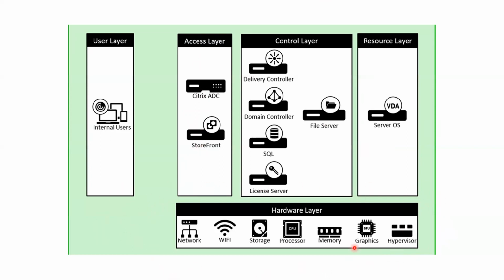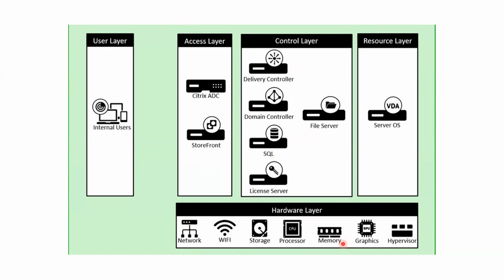In the hardware layer, you will get network card, Wi-Fi, multiple storage, multiple processors, memory in terabytes or maybe petabytes, graphics, and the hypervisor. So basically, all the layers like access layer, control layer, and resource layer are virtual machines hosted on the hardware layer, which is our hypervisor. Is it clear? Yes, all the servers are created or hosted on the hypervisors only, right?